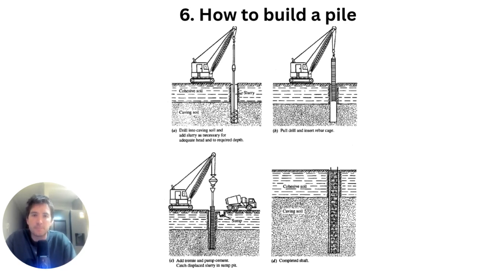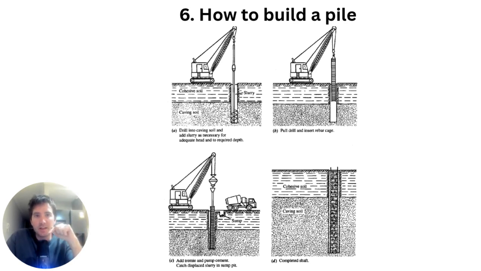The second method is CFA, and that's essentially when you drill into the ground and as you're lifting up the auger, you're injecting concrete. That's good when you're worried about the stability of the soil collapsing in on itself, which is more likely to happen around higher groundwater tables.